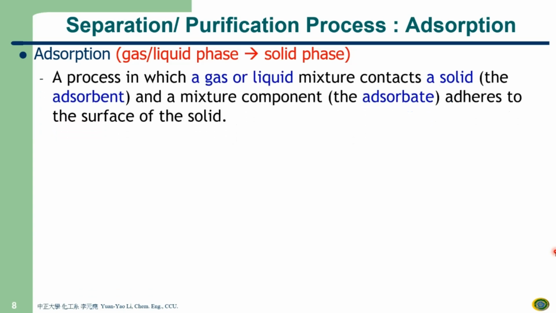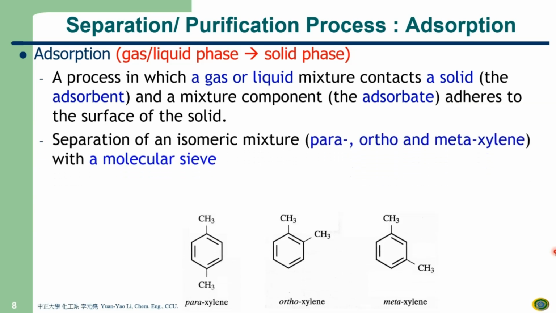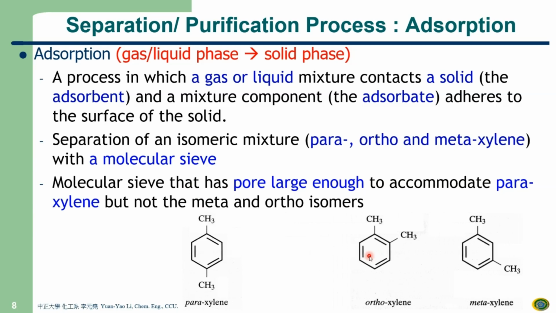So it is a process in which a gas or liquid mixture contacts a solid, and the mixture components adhere to the surface of the solid. This is one of the examples: the separation of isomeric mixtures, these three. If you have a mixture of these three, you can use adsorption to separate them. For example, with a molecular sieve, a mesh, these two can pass through the sieve, but this one will stay on top.